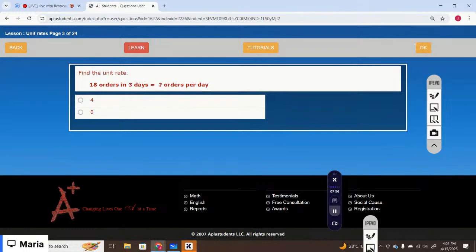Eighteen orders in 3 days. So how many orders per day? You need to divide 18 by 3. So 18 divided by 3 equals 6 orders per day. Option number 2 is the correct option. That is 6 orders per day.